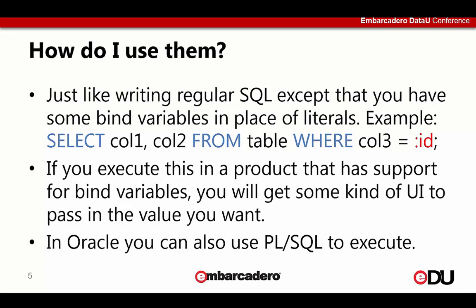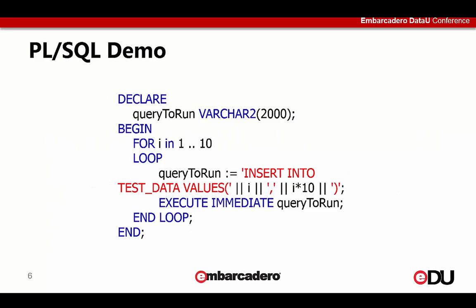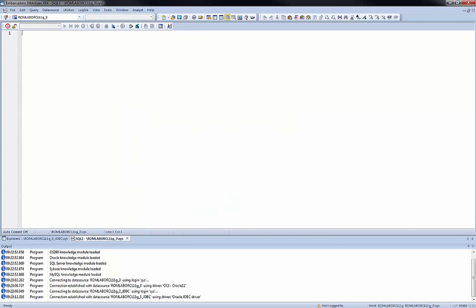We will show bind variables used in PL SQL and via the application. And the application that we'll be using today is DBArtisan from Embarcadero. Okay, so for the PL SQL demo, we'll do a simple little query that inserts data into a table, not using bind variables. So we'll open up DBArtisan. We're already connected to an Oracle 11G. And we'll just proceed to type in our test data.